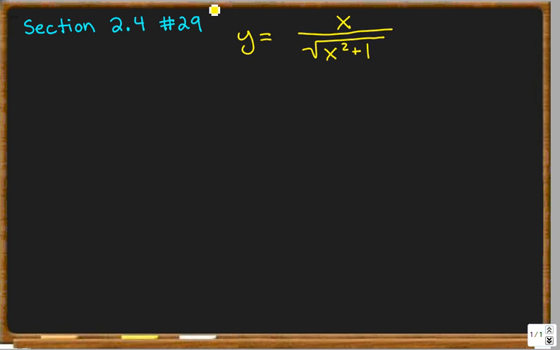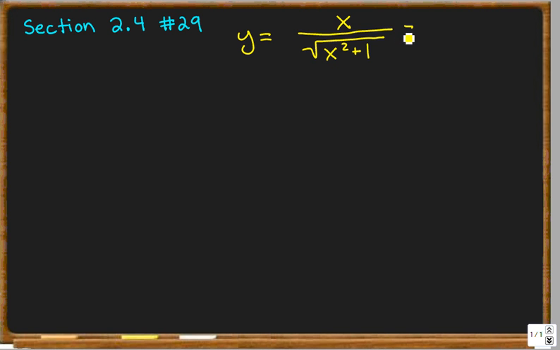Okay, so let's look at problem number 29. It is y equals x divided by the square root of x squared plus 1. And we're asked to find the derivative of the function. The first thing that I would do here is convert my denominator into a form that actually has a fractional exponent instead of just leaving it as the root.